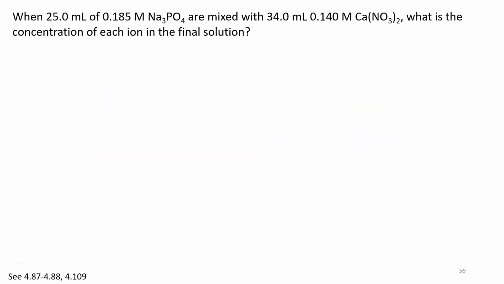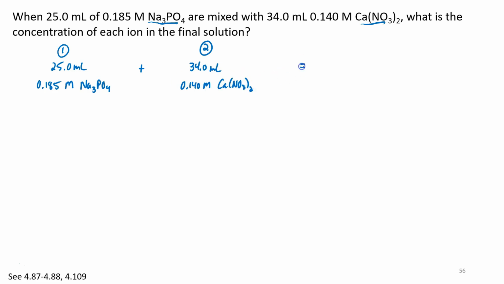Hi everyone. Let's work on this problem where we're mixing solutions containing sodium phosphate and calcium nitrate. In our first solution, we have 25.0 milliliters of 0.185 molar sodium phosphate. And we're going to mix that with our second solution, 34.0 milliliters of 0.140 molar calcium nitrate. And those are all going to get added into the same solution.